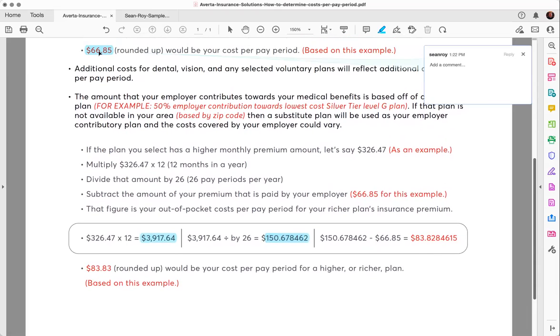Basically, this is going to be a credit, for lack of a better word. You're going to subtract that amount from this amount, right? Because that is what the employer has agreed to pay for the 50% of the employer contribution for the plan they selected. So you're going to take your new premium amount once you get it divided by 26 pay periods, deduct the 66.85, and then you're left with this number, 83.828. So when you round up for this pay period, right, it's 83.83 to select a higher or a richer plan based on this example, okay? So that is how it's figured out.